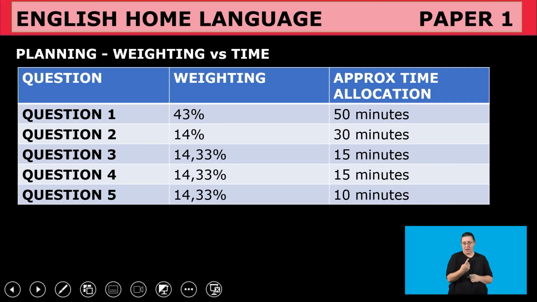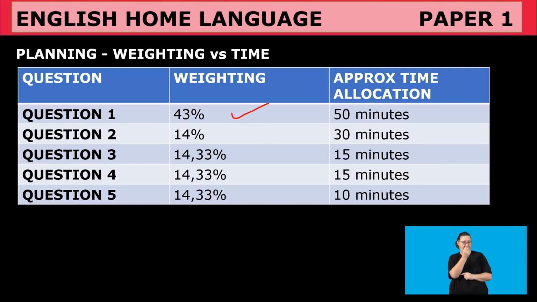Paper 1 has 5 questions. Question 1, reading for meaning and understanding. The comprehension is 43% and the suggested time allocation for that question is 50 minutes. Question 2, of course, the summary, is 14% of the paper and you should spend about 30 minutes on this question. Questions 3, 4 and 5, the advertisement, cartoon and language, are each 14.33% and you should spend 15 minutes each on question 3 and 4 and then 10 minutes on question 5.